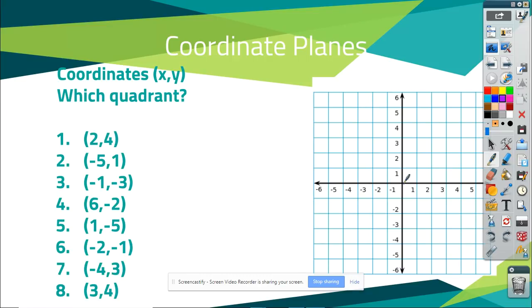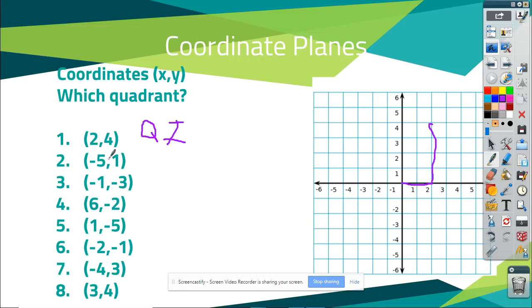Remember, I have to run 2 before I can jump 4. Where did I end up? I ended up in quadrant 1. So we use Roman numerals when we talk about quadrants. So I'm going to put Q1 just because it's hard for me to write on this computer, okay?